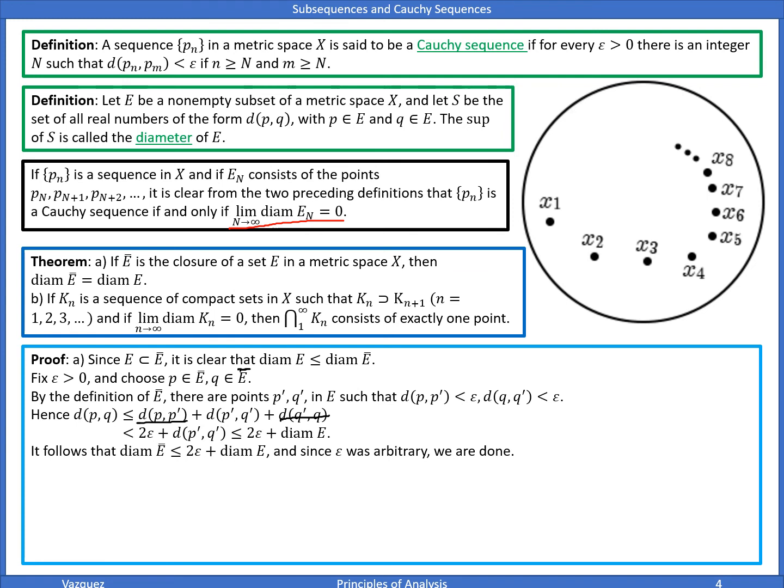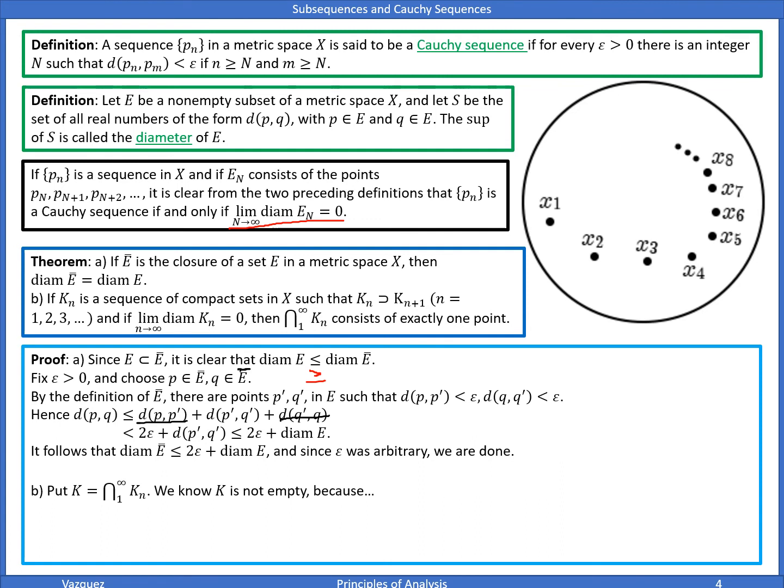So nothing too confusing yet. Well, it follows that the diameter of the closure of E is less than or equal to 2 epsilon plus the diameter of E. But epsilon is arbitrary, right? So we can make it arbitrarily small, showing that this is the case as well. Therefore, the diameters are equal.